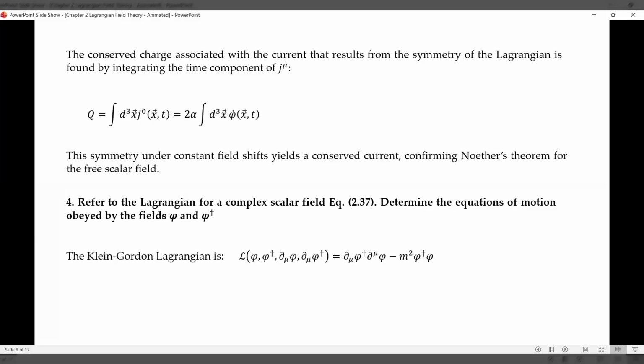The Lagrangian is given by this. It is the Klein-Gordon Lagrangian. Our goal is to determine the equations of motion obeyed by the fields phi and phi adjoint. This is the Klein-Gordon complex field, the relativistic scalar field theory.